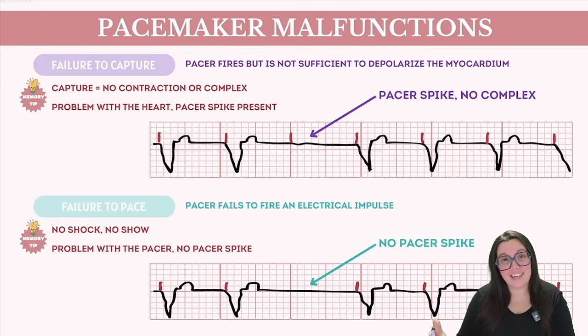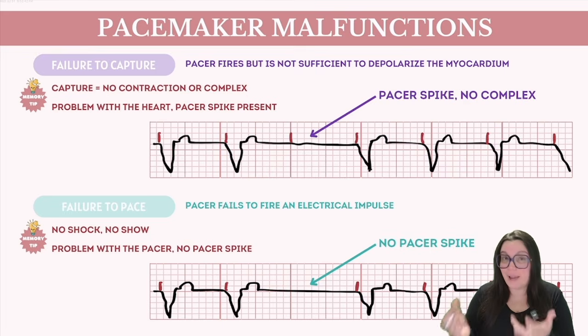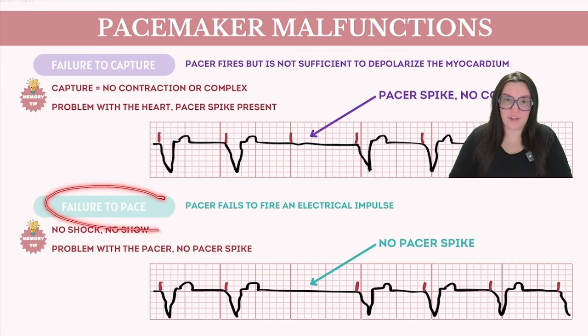Essentially, what's happening here is the heart is not capturing the impulse. You can think of it as capture meaning no contraction or complex, or you can even think of it as there's a problem with the heart. The pacemaker's working, we can see the spike, but the heart's not receiving the electricity.